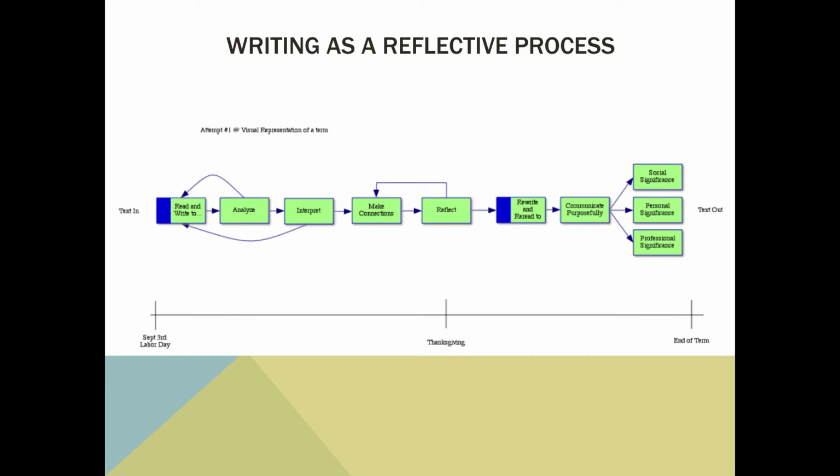Notice on either end of the flowchart are the words text in and text out. That is because none of the writing that you do in graduate school is solipsistic. In other words, your graduate writing must locate itself in relationship to other texts or ideas in your field. That means nearly all writing has its origin in reading.